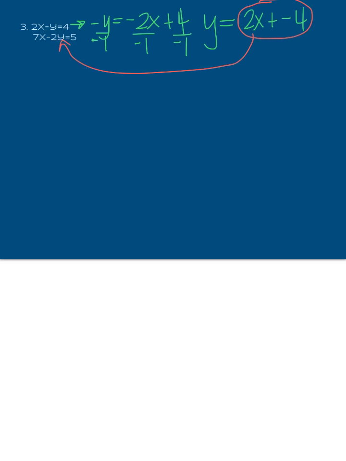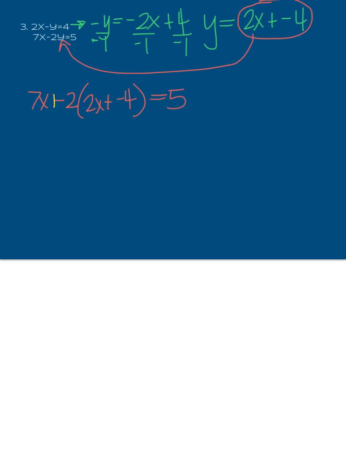So now let's substitute it in. So 7x minus 2, I'm going to replace or substitute 2x plus -4 in for that y equals 5. And one hint that might help you is if you look at this equation, your variables should be identical. If they're different, you did not substitute correctly. So now let's start solving.